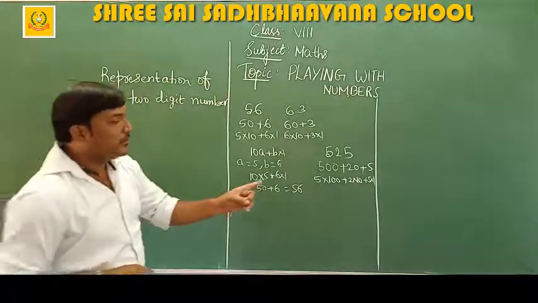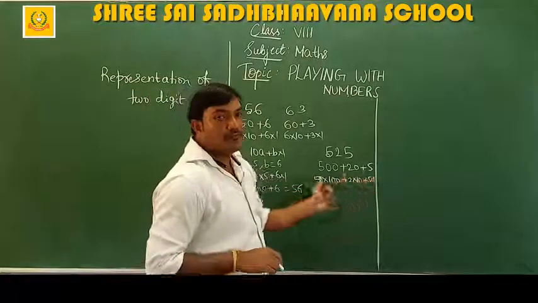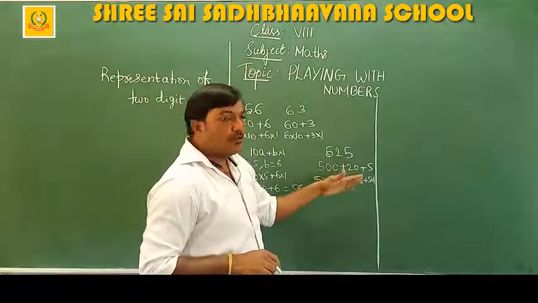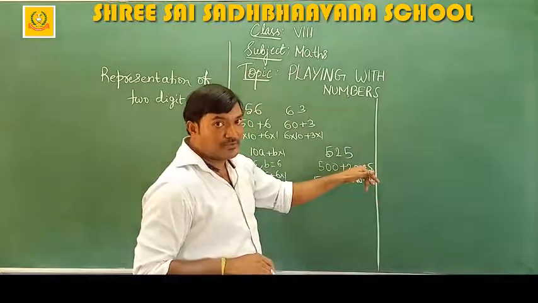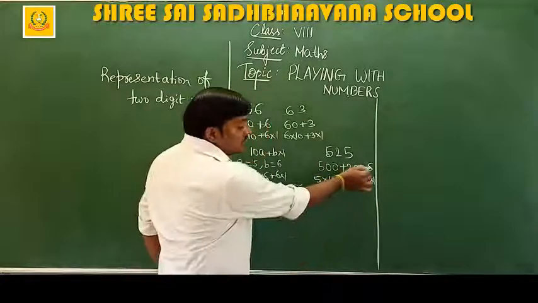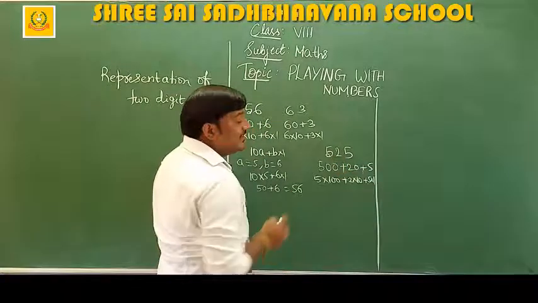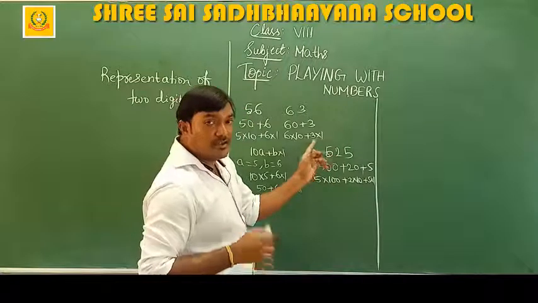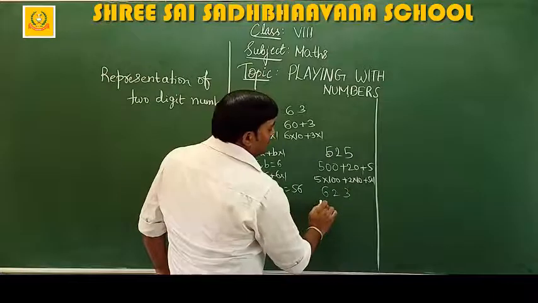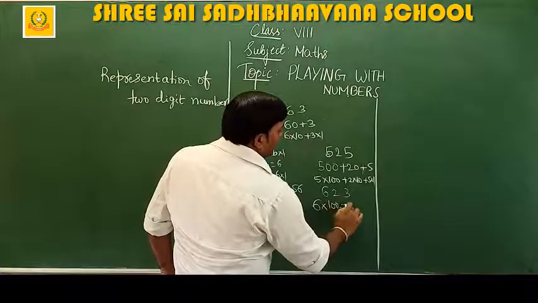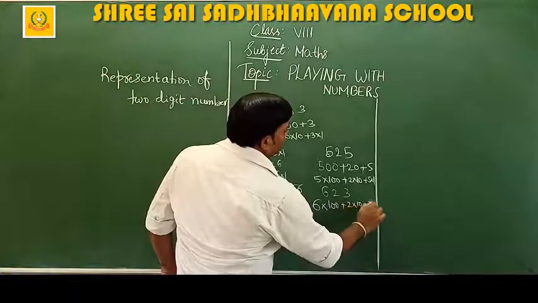Here also, if you observe, 100, 10, 1 will not change. Those numbers will signify the place value of the digit. So what will change? 5, 2 and 5. These digits may change. For example, you can also write 623. How will you write 623? 6 into 100 plus 2 into 10 plus 3 into 1.